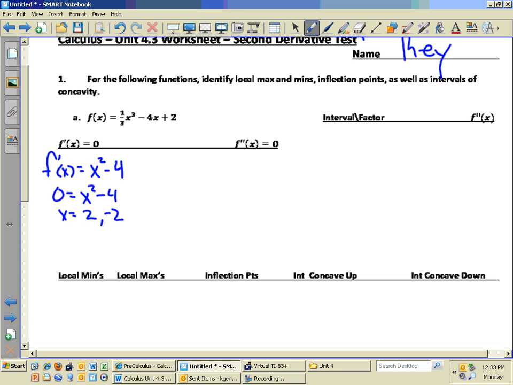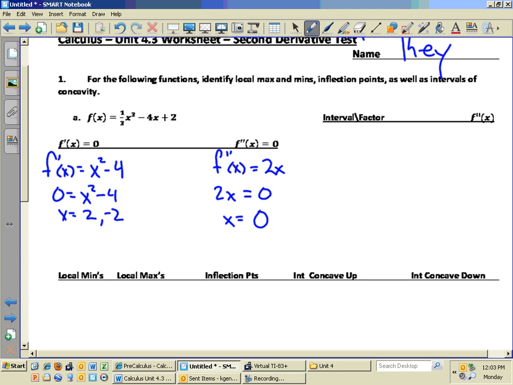f double prime is going to be important for me to check concavity as well as inflection points. What is f double prime of x? I'm going to set that equal to 0. 2x equals 0, so x is equal to 0.